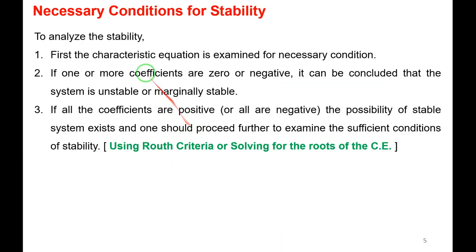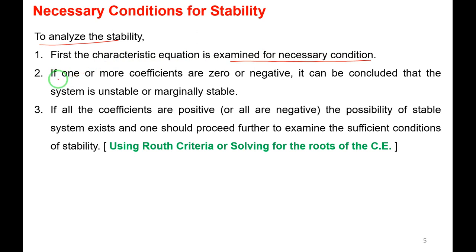Okay. Next, necessary conditions for stability. To analyze the stability, first the characteristic equation is examined for the necessary condition, whether it is satisfied or not. If it is satisfied, I will say that the system may be stable. If it is not satisfied, then the system is surely unstable. No need to go for proving the sufficient condition, no need to solve the roots, right? So the necessary condition has to be satisfied for a stable system.